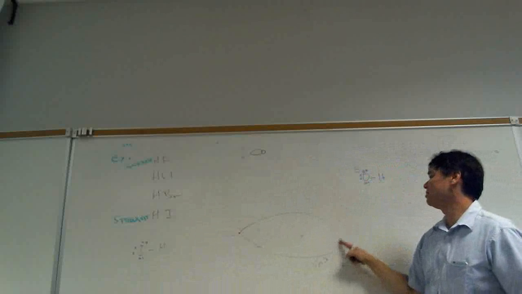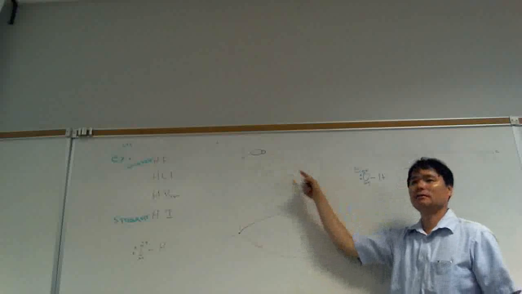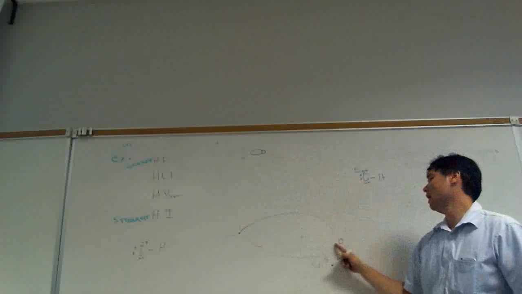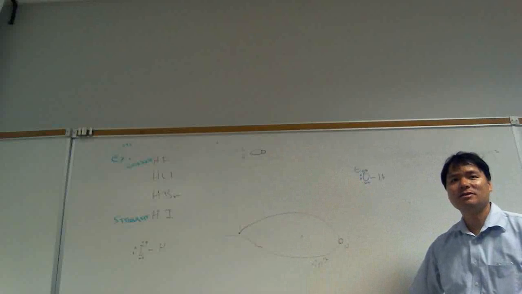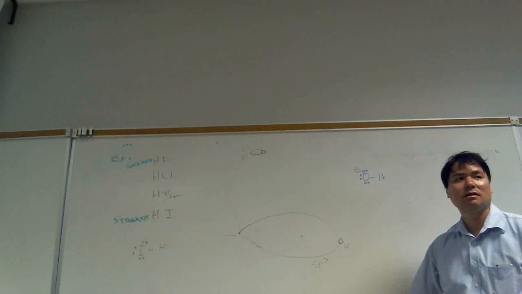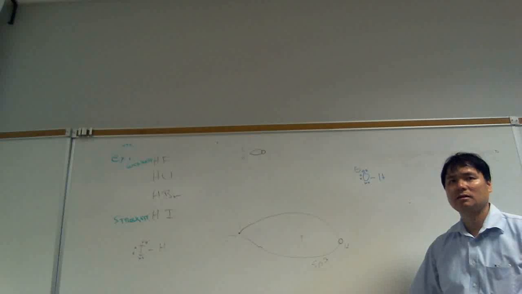Which hydrogen will be easier to pull off? The HI. This hydrogen will be easier to pull off. Why? Because the bond is weak. So does bond strength have more significance than polarity? Yes.